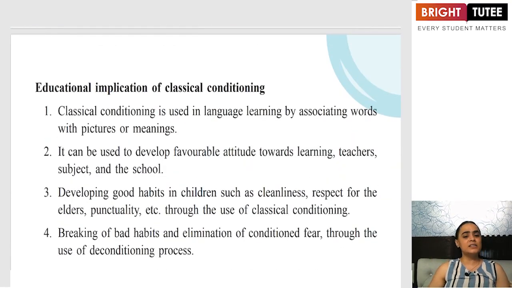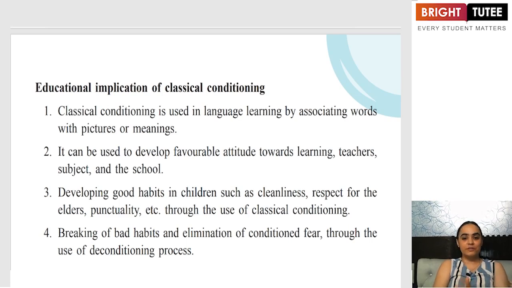How does the classical conditioning theory help in our education? First, when a child is taught new words with the help of pictures or with the help of their meaning, that is classical conditioning. You show the child a picture of a cow again and again and tell her, this is a cow. The next time you bring that picture in front of the child, she'll be able to identify it.